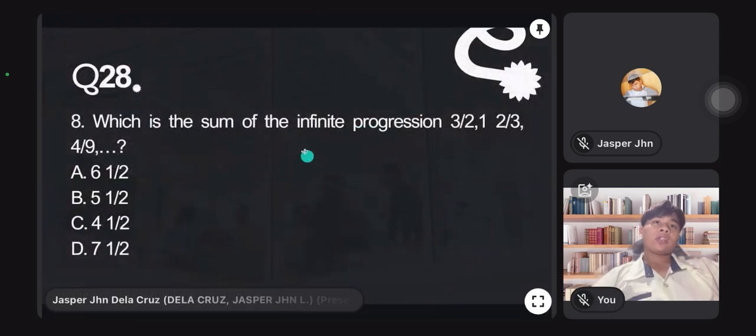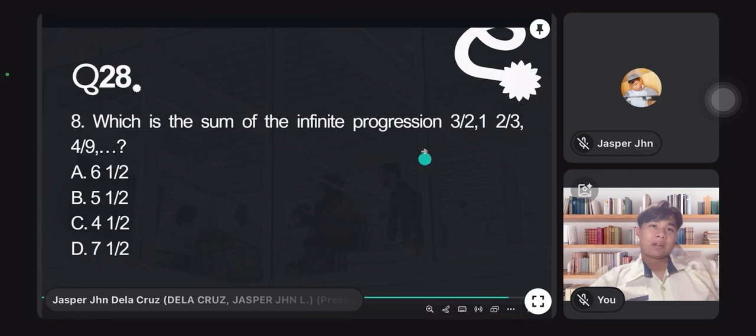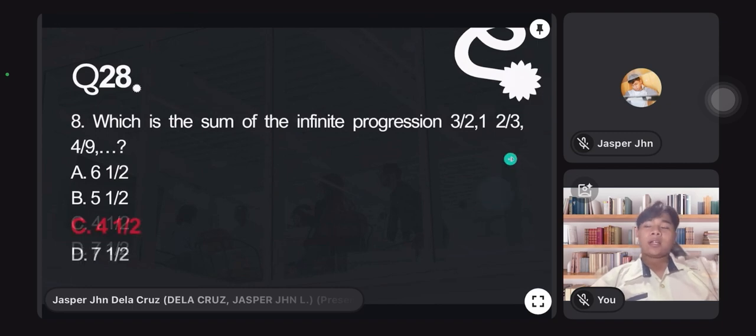Next, which is the sum of the infinite progression 3 halves, 1, and 2/3, or 4/9? Okay, so letter A, 6.5, letter B, 5.5, letter C, 4.5, and letter D, 7.5. So how do you know the sum of an infinite progression? Let us know the formula. Okay, so the correct answer here is 4.5. Let us solve.